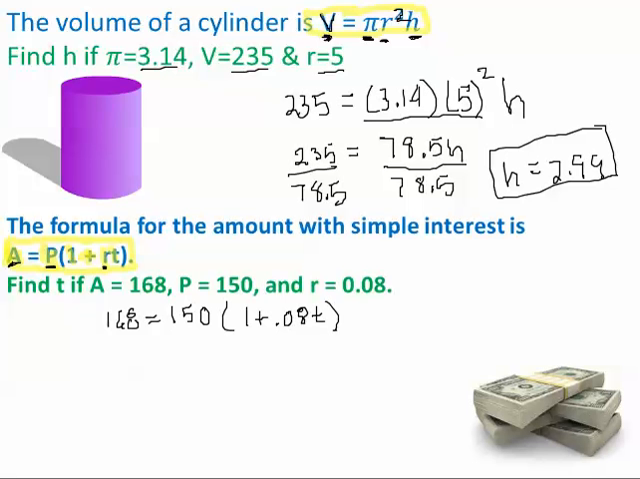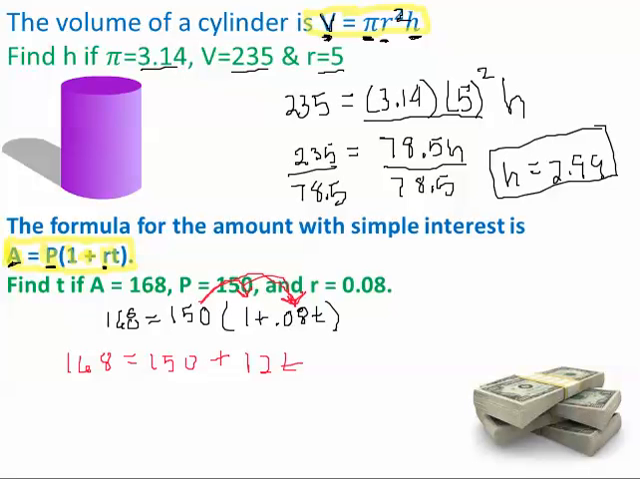So I need to now solve this equation for T, and what I see in it is the distributive property. So I see that 150 needs to be multiplied through here in order for me to solve. I'll leave the 168 equals 150 times 1 is just 150, plus 8% of 150. So now I need my calculator, 0.08 times 150, and I get 12. So it's going to be plus 12T, because 150 times 0.08 is 12.